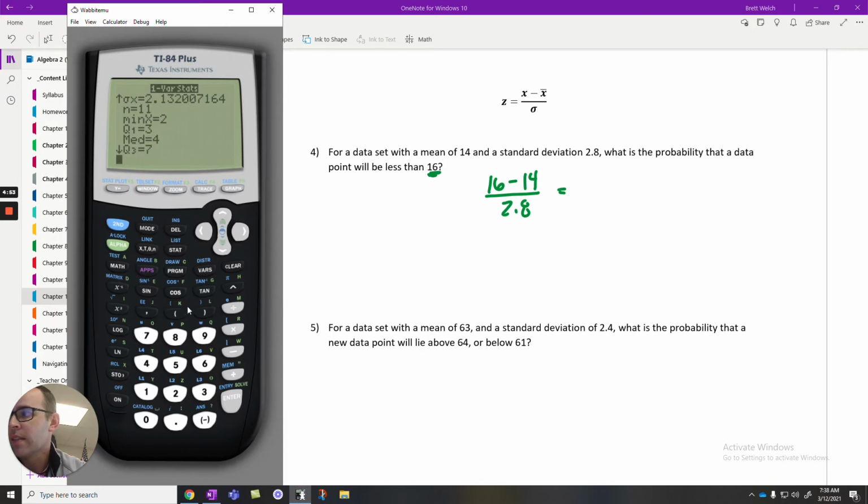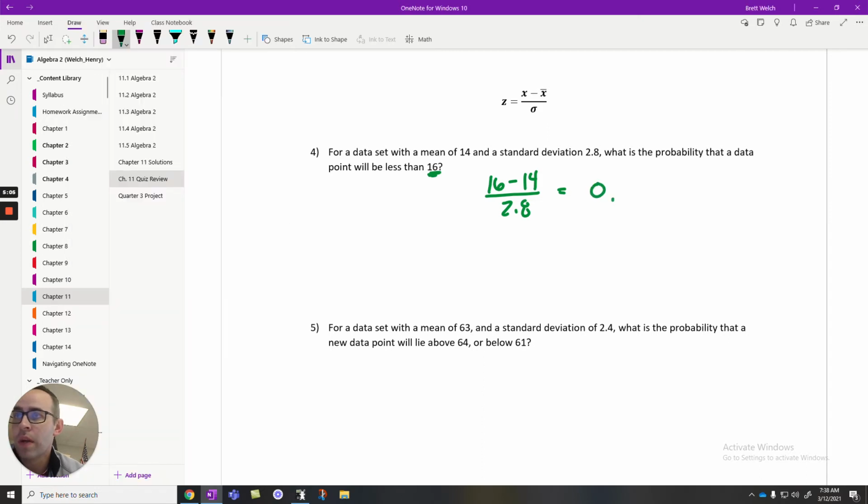But if we take the 16 minus 14, of course we know that's 2. We divide that by our standard deviation of 2.8. We get a z-score of, this is important, 0.71. Okay? That's not the probability. But what that tells me is where on the normal table to find that value. It's going to be like right here somewhere.